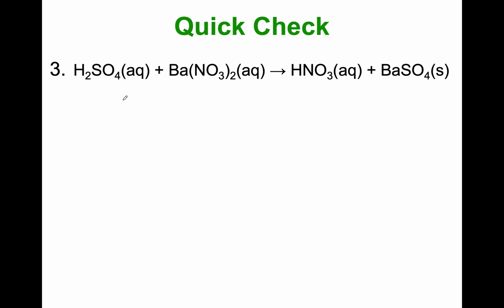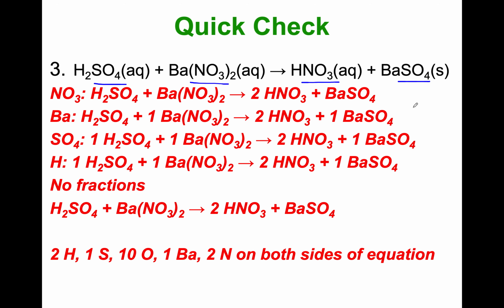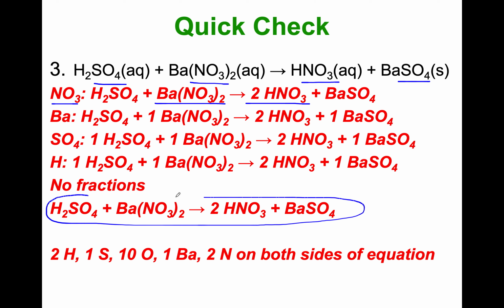The polyatomics that I mentioned, sulfate, nitrate, so that really helps here. They stay together, so you can account for those. So here's the nitrate. If you have 2 of them, then you need 2 nitrates on that side. And if you take a look, that's all we had to do here. So sulfuric acid, barium nitrate gives us 2 nitric acid, 1 barium sulfate, and everything's good to go and balanced.